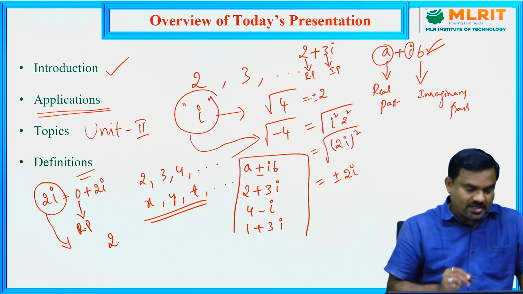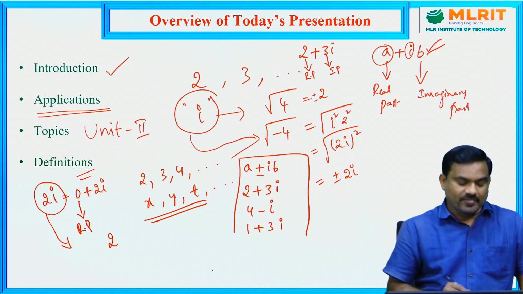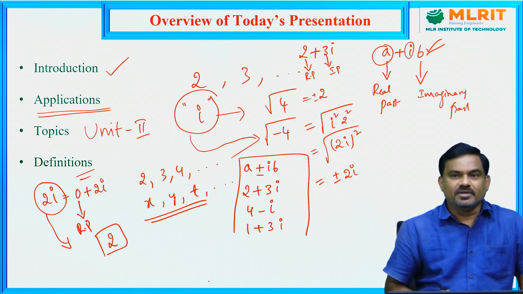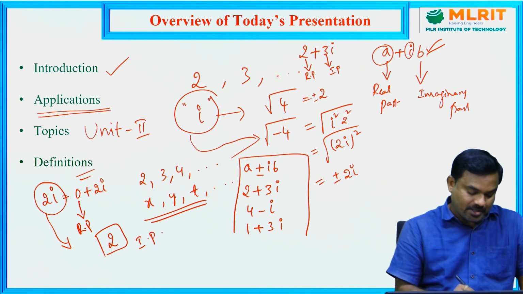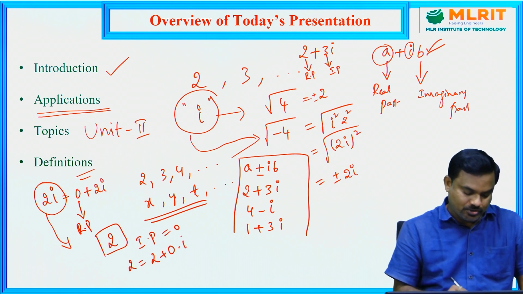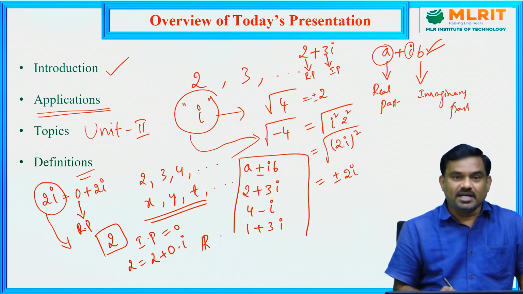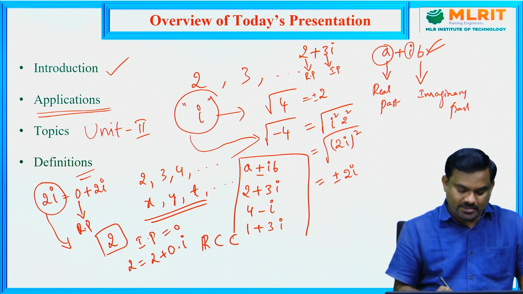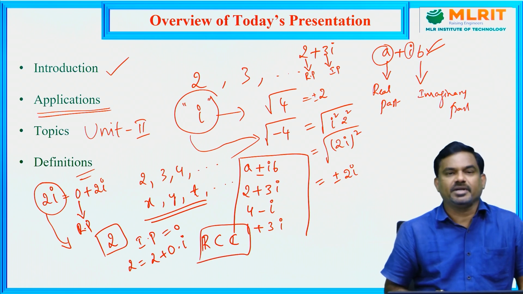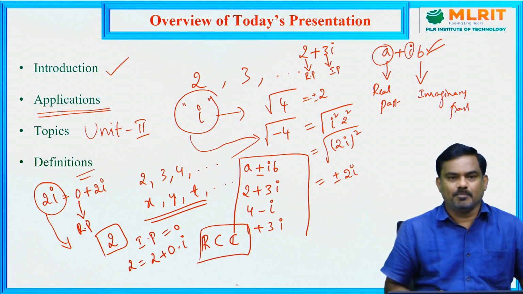Similarly, if I consider 2, it's a real number. All real numbers are complex numbers with imaginary part 0. I can write this 2 as 2 plus 0 into i. That's why the set of real numbers is a subset of the set of complex numbers.